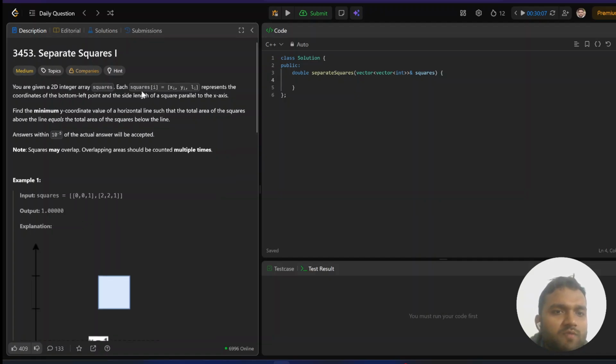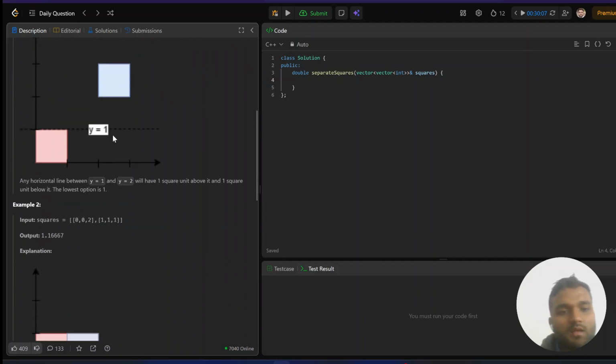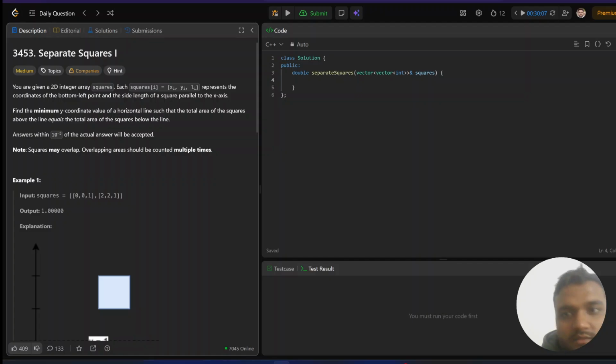You are given a 2D integer array squares. Each squares[i] has three points representing the coordinates of the bottom left point and the side length of the square, parallel to the x-axis. I can't understand this. Let me go further. Find the minimum y coordinate value of a horizontal line such that the total area of the squares above the line equals the total area of the squares below the line. Answers within 10 to the power minus 5 of the actual answer will be accepted. Note squares may overlap. Overlapping areas should be counted multiple times. So I studied the whole question, but I can't understand anything from this.